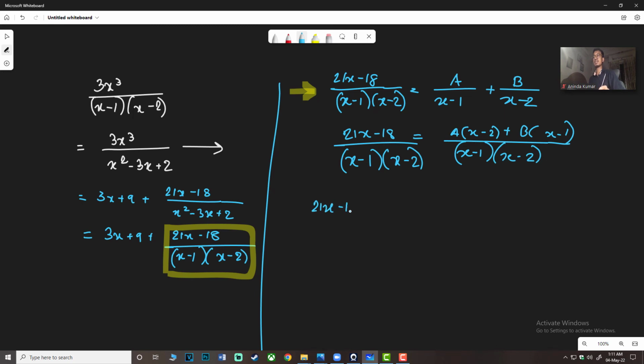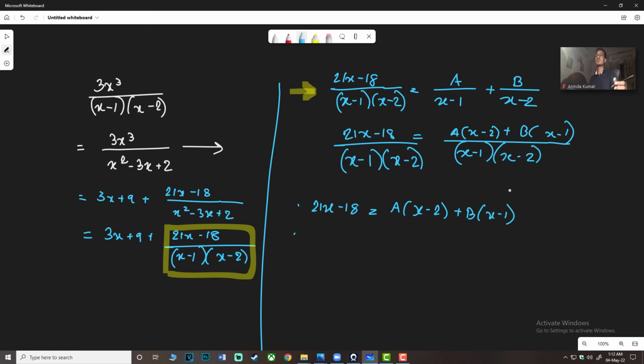21x minus 18 equals a(x minus 2) plus b(x minus 1). Now, in order to find the value of a, we have to vanish b. How to do that? If you multiply b by 0, the b vanishes. How to multiply b by 0? By converting x minus 1 into 0. How will x minus 1 be converted to 0? By taking the value of x as 1, because 1 minus 1 is 0.